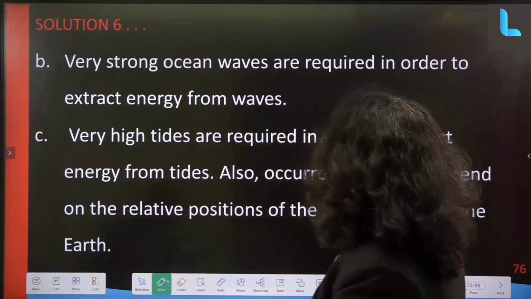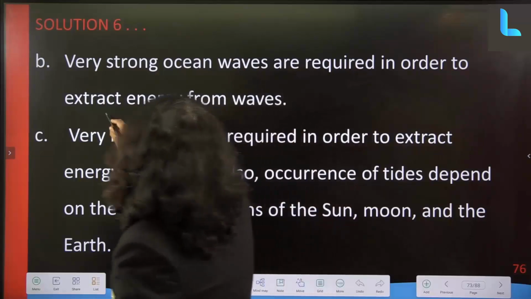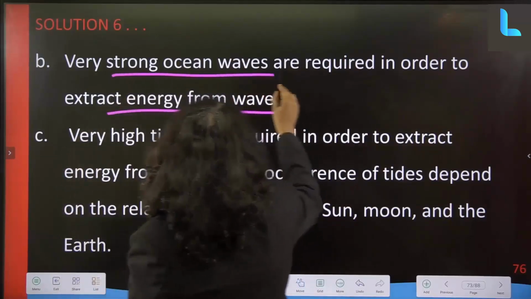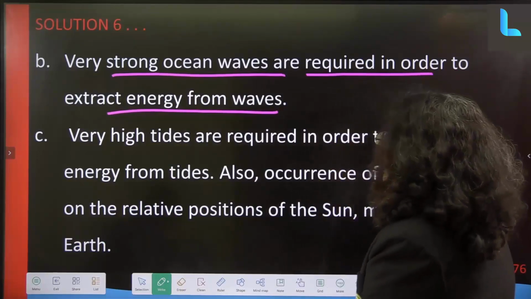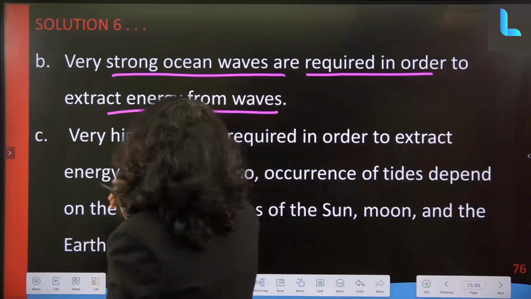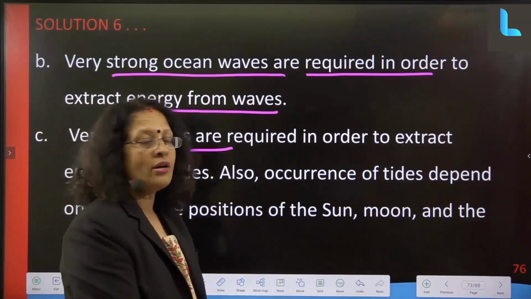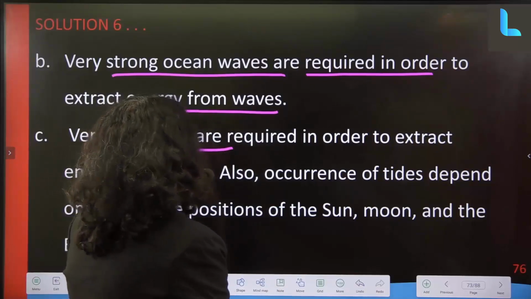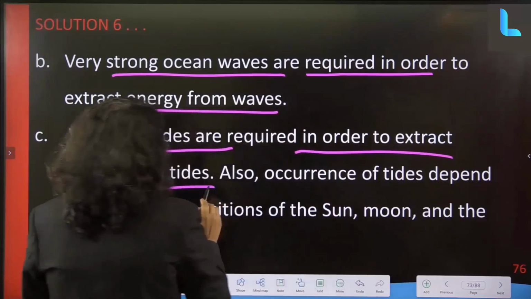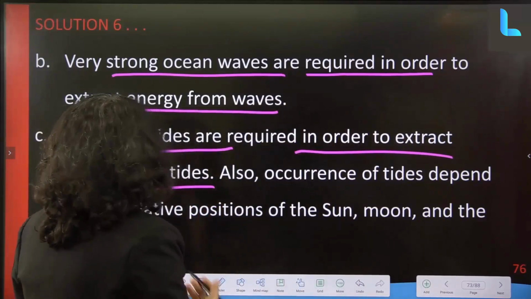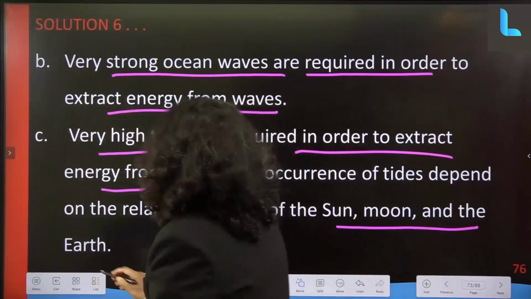Then next, very strong ocean waves are required in order to extract energy from waves. So wave energy also has a limitation. Only whenever there are strong waves is it possible. Very high tides are required. Tides will not occur every day, as that depends on the position of the sun, moon and earth. So very high tides are required in order to extract energy from the tides. Also, the occurrence of tides depends on the relative position of the sun, moon and the earth.